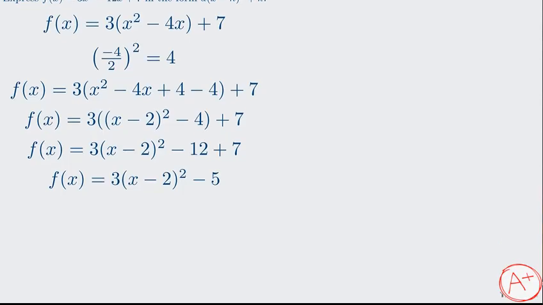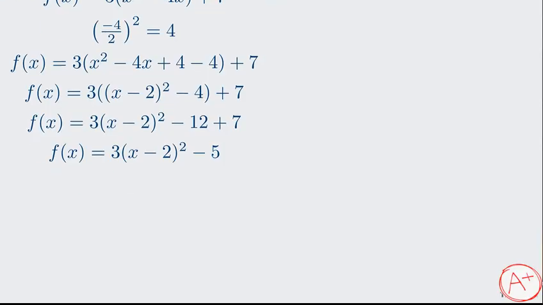The vertex is at (2, negative 5). Since a is 3, which is positive, this is a minimum. The axis of symmetry is always the vertical line passing through the vertex. So here it is x equals 2.